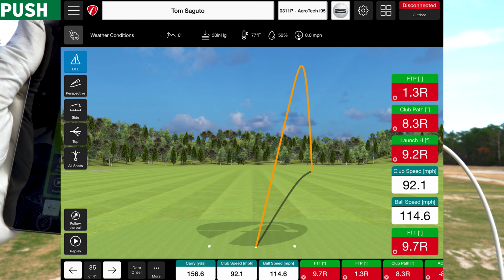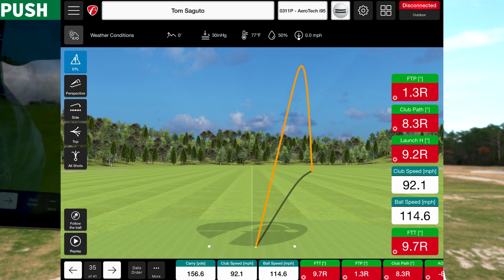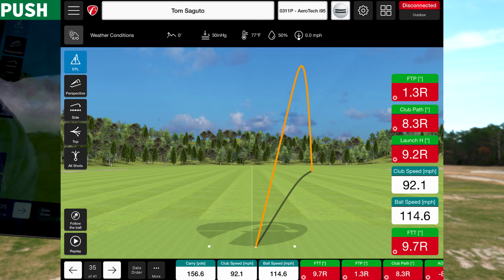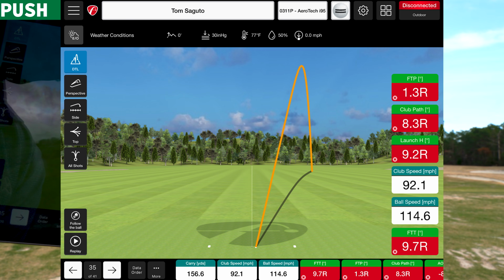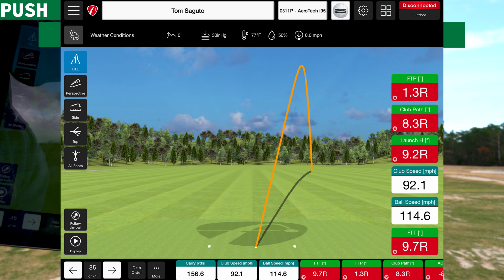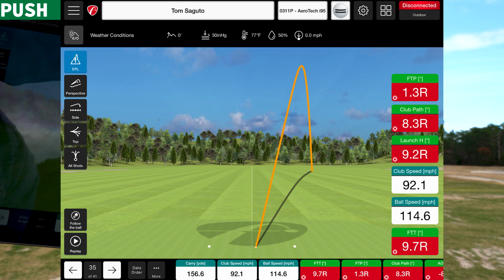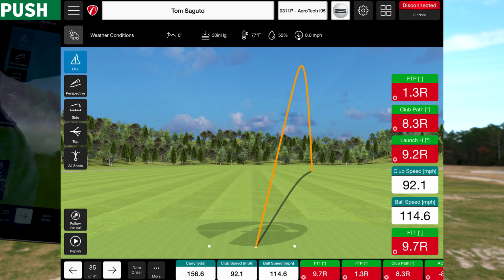because the path is 8.3 degrees right, into out. Swinging into out, I'm hitting a push slice. The face, though, is 1.3 degrees open to that path. So the way you actually fix this push slice, you just have to get the face more closed to the path.